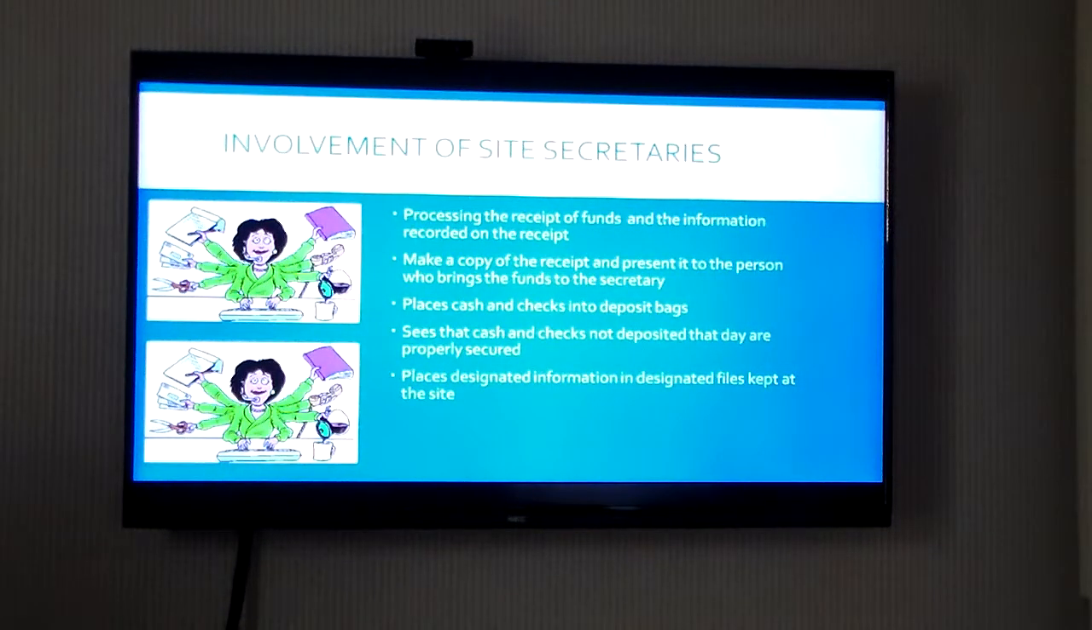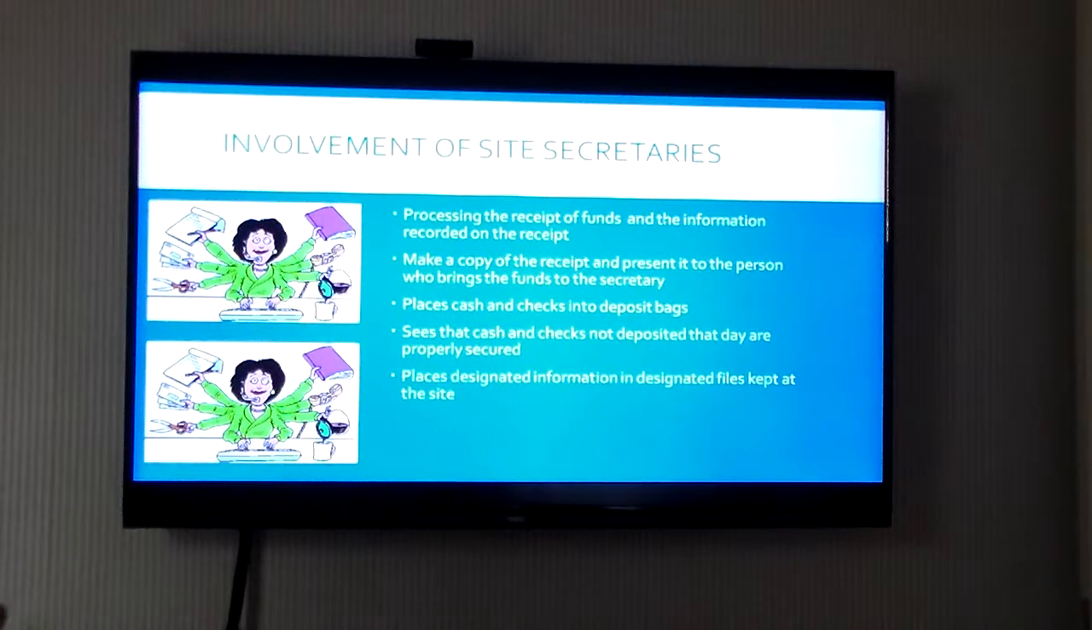So I give you a list of what the site secretaries do. I think this image really shows a lot of what your secretaries do because they wear every single hat and have a million hands, and they're responsible for a lot of different things. But the site secretaries have a lot of responsibilities that they have to do.